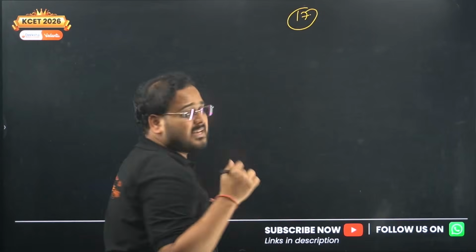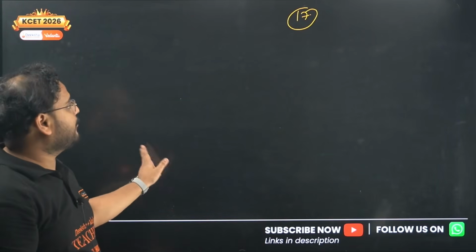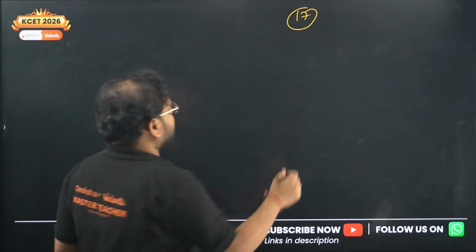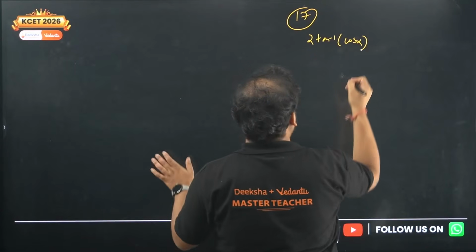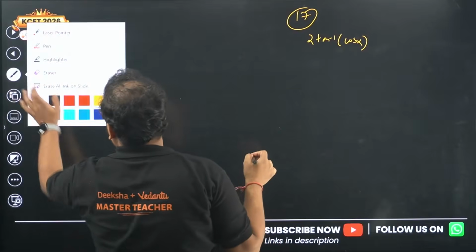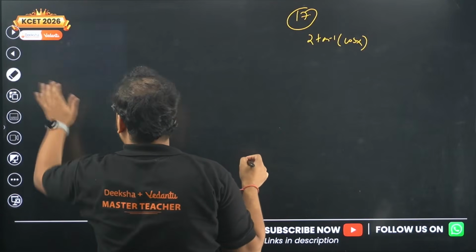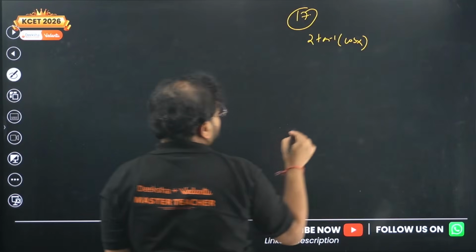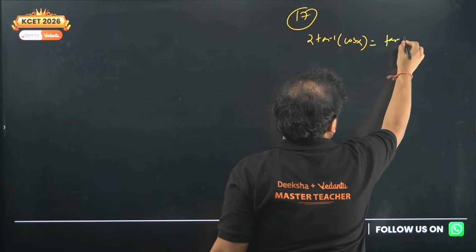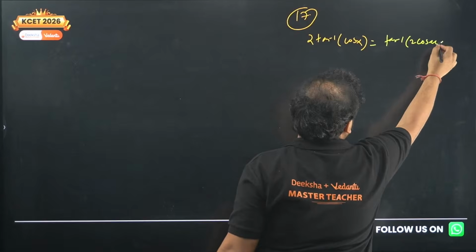I have not taken the space because I have used two methods. I have to solve it over here only. 2 tan inverse of cos x. And what do we have? Just give me 1 minute. The last question: tan inverse of 2 cosec x.